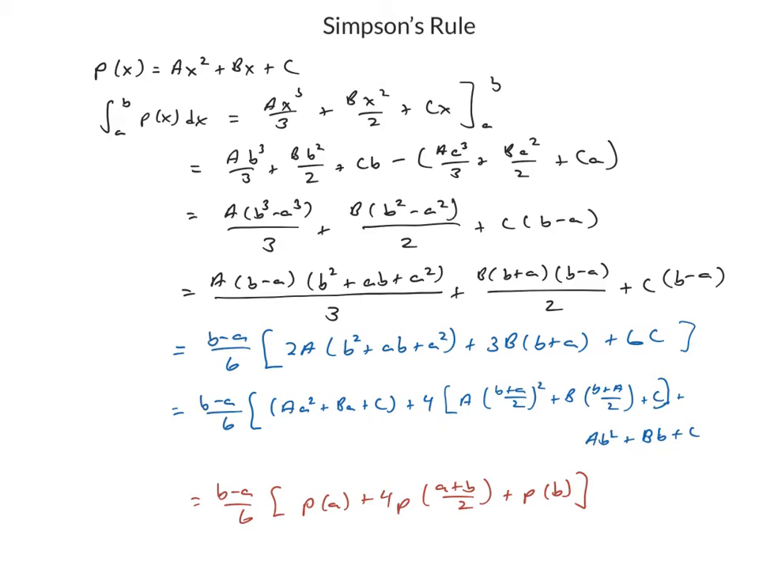when I expand it and combine things around, I will get b minus a over 6 times capital A times little a squared plus capital B times little a plus c, which happens to be P of a, plus 4 times capital A times a plus b over 2 squared plus capital B times b plus a over 2 plus c, which happens to be 4 times P of a plus b over 2, and then capital A little b squared plus capital B times little b plus c, which happens to be P of b. Now, so this is the form.